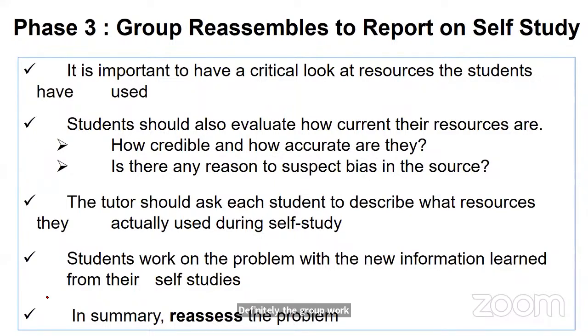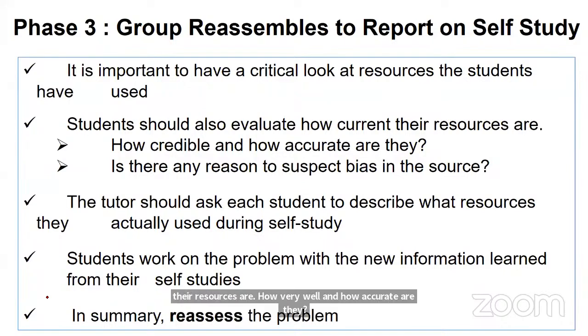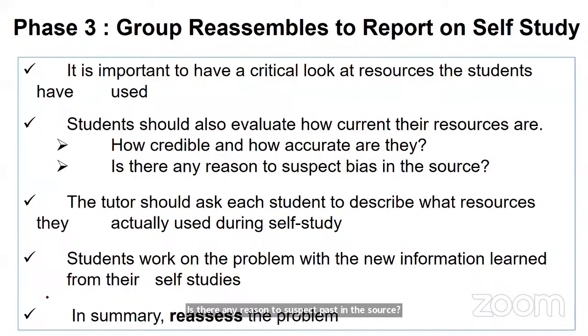And it's very important to have a critical look at the resources the students have used. It must be authenticated. The chair and the tutor should ensure it. The students should also evaluate how current their resources are, how credible and how accurate they are. Is there any reason to suspect bias in the source? So whatever you are getting, it's better you go with some standard textbook to verify or cross-check it. The tutor should ask each student to describe what resources they actually used during self-study.